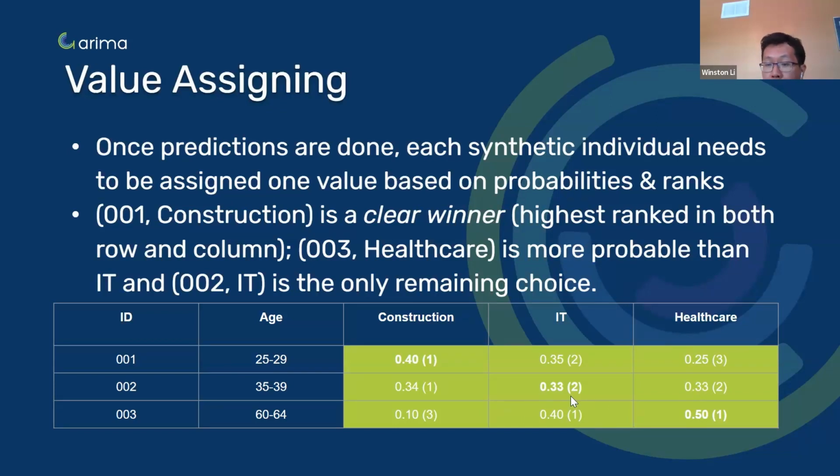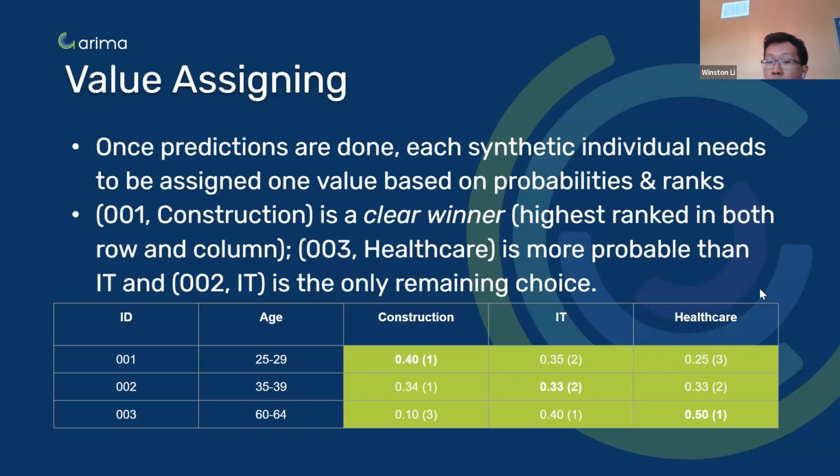If you look at the second person, this person, he or she, is 33% chance likely to be an IT professional and 33% chance likely to be a healthcare. They're equal, so we don't know which one to assign, but let's look at the third person. The third person is more likely to be a healthcare professional with 50% chance versus only 40% chance of being an IT professional. So we'll assign healthcare to this person, and for the second person, they don't have anything else to take, so they'll just take IT as a profession.